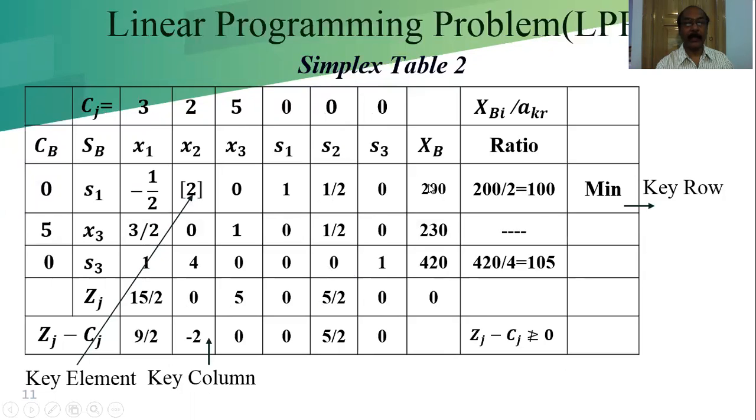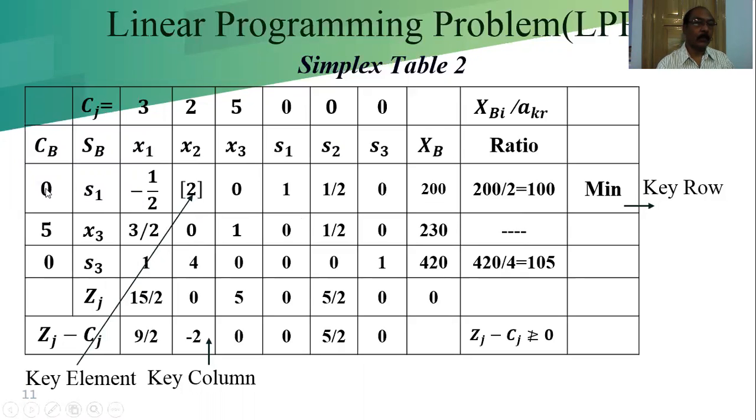First we have to calculate the ZJ. Then we need to calculate the ZJ minus CJ. After that, find out which one is the most negative. That would be our key column. After that, we have to find out the ratio. From that, we have to find out the minimum ratio. That would be our key row. Then we will get the key element.